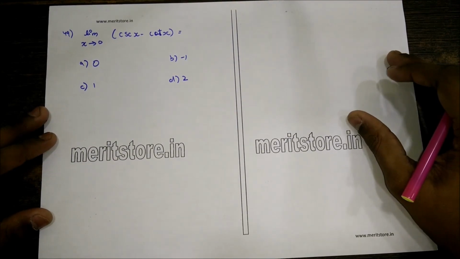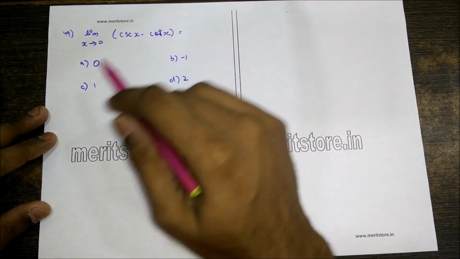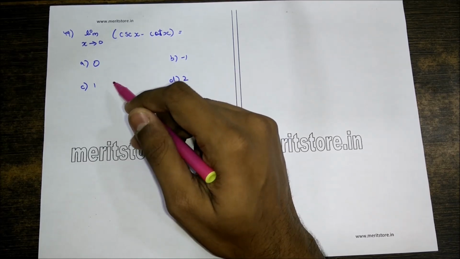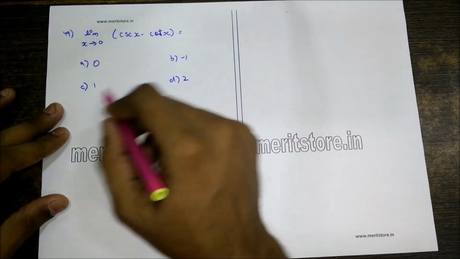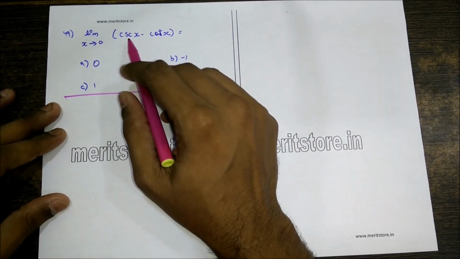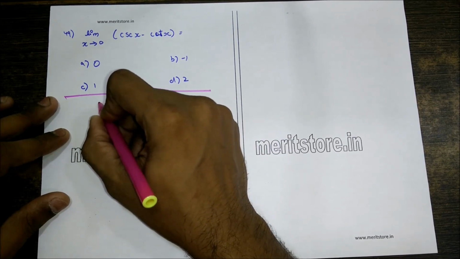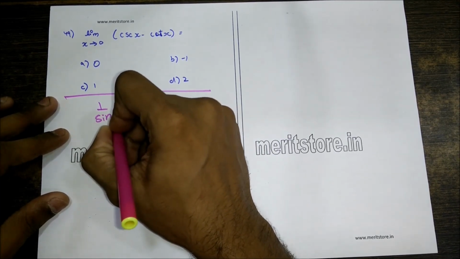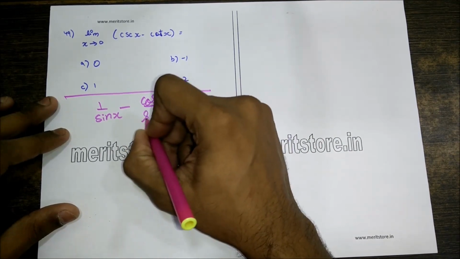Limit of x tends to 0 of cosec x minus cot x equals: a) 0, b) minus 1, c) 1, or d) 2. Now to solve this, we'll represent it in terms of sine and cos. So therefore we get 1 by sine x minus cos x by sine x.